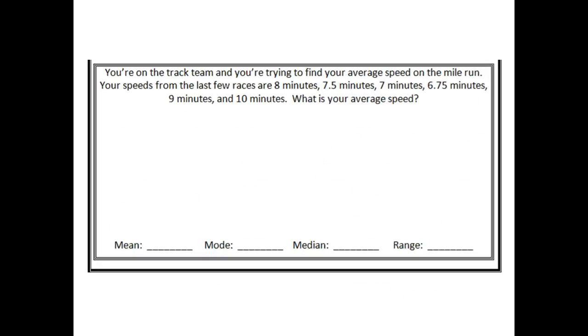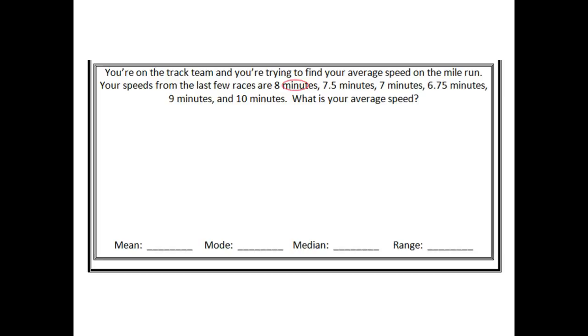Start by reading the word problem for comprehension. You're on the track team and you're trying to find your average speed on the mile run. Your speeds from the last few races are 8 minutes, or your times, not speeds, 7.5 minutes, 7 minutes, 6.75 minutes, 9 minutes, and 10 minutes. So I'm given a list of times. I need to know what my average time is on the mile run.